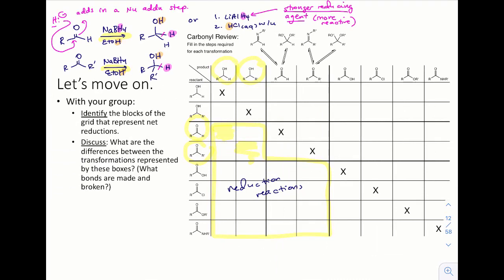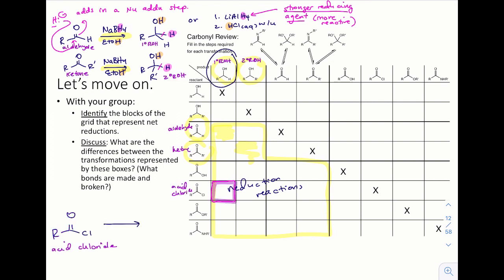Let's take a look now at what bonds are made and broken for this quadrant here. We're just going to look at one square together. You can do the rest on your own. We'll look at this square. So this square represents acid chloride to primary alcohol.